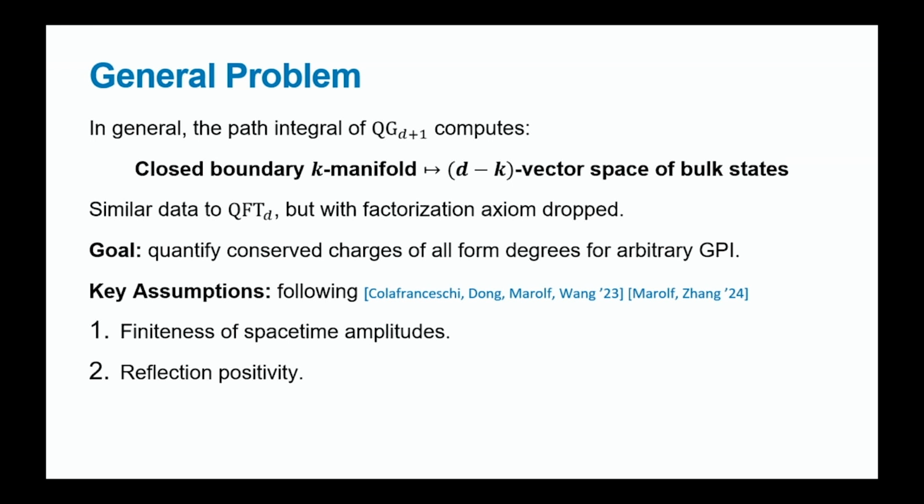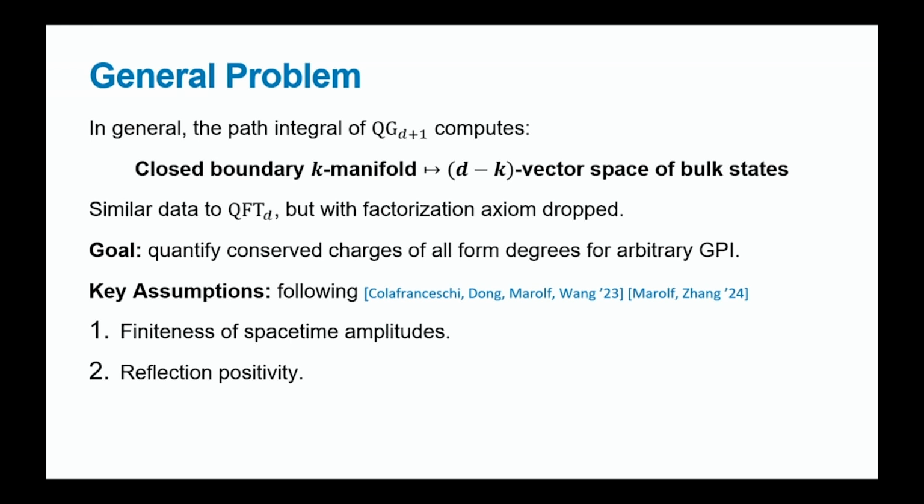So in general, the path integral, maybe the semi-classical path integral, of a d+1 dimensional quantum gravity theory computes the following data. To a closed boundary K manifold, so this is something of codimension d minus K, we can compute a higher categorical invariant, a d minus K vector space of bulk states quantized without asymptotics.